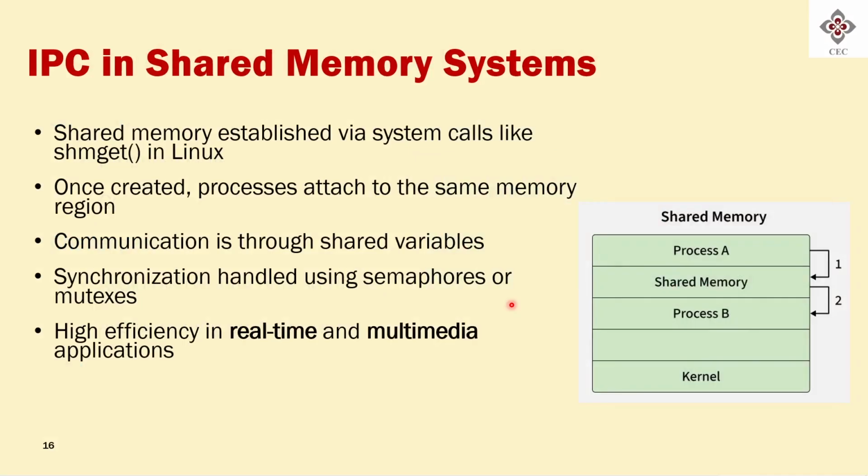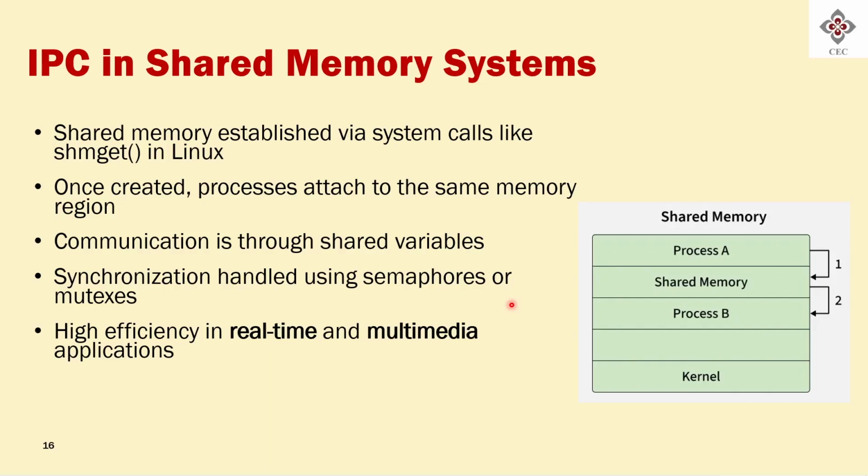In shared memory systems, how does IPC work? In shared memory systems we call functions like shmget in Linux. Once it is created, the process attaches the same memory region to another process. Communication is only through the shared variables, and synchronization is handled using semaphores or mutex as we discussed. It is highly efficient in real time and multimedia applications where the interactions among the processes will be huge and most of the processes will be sharing or accessing the same data. At the same time, we have to ensure that this data is accessed mutually exclusively by each process.